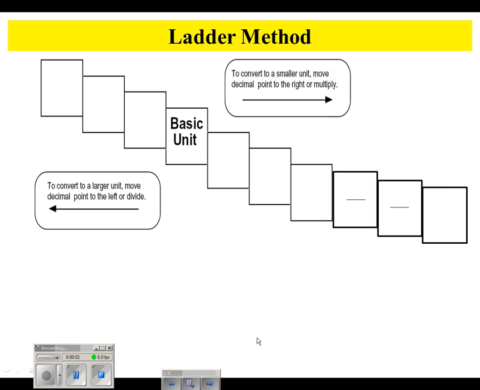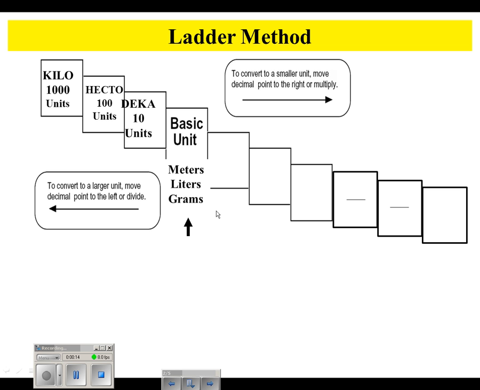Let's take a look at metric conversions using the ladder method. At the top, we see kilo is 1,000 units, hecto, deca, and then our basic unit would be meters, liters, or grams, deci, centi, milli, and then we skip 2 and go down to micro. That's where we're really going to be using micrometers for the microscope.